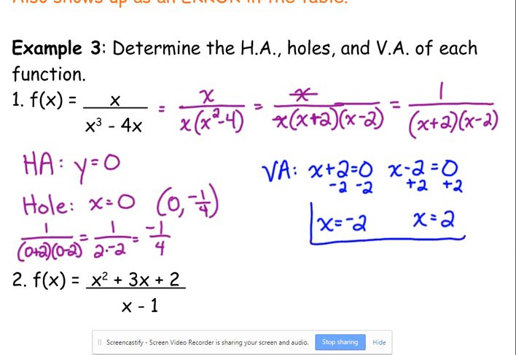Now, these are typically easier to remember to write as an equation of a line because you're solving an equation, so your x equals is already there. But just like the horizontal asymptotes have to be y equals, your vertical asymptotes need to be x equals. Because it's a vertical line. Vertical lines are x equals.